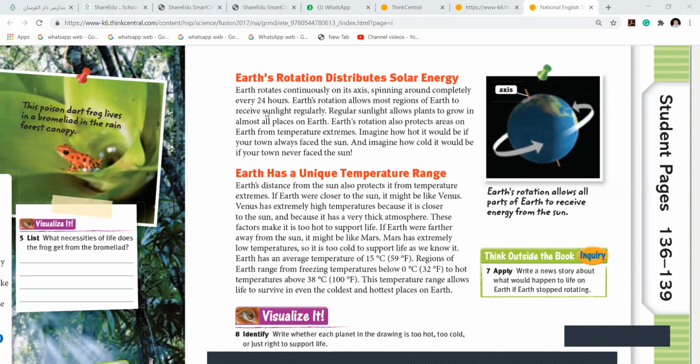Imagine how hot it would be if your town always faced the sun. Imagine the summer season, July and August, where in Jeddah it's so hot. Imagine day and night we have sunlight. Can we exist? No, something will happen. No.